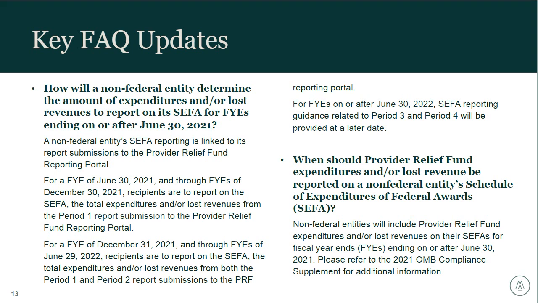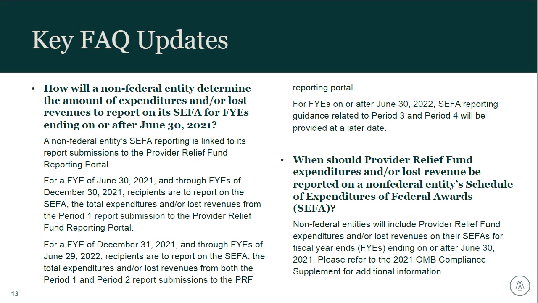And also the expenditures, what goes on the CFA, is really going to be the expenditures and our lost revenues that match up to the amount of PRF money that was spent. And so that's what's going to get reported on the CFA for our June 30, 2021 year ends.